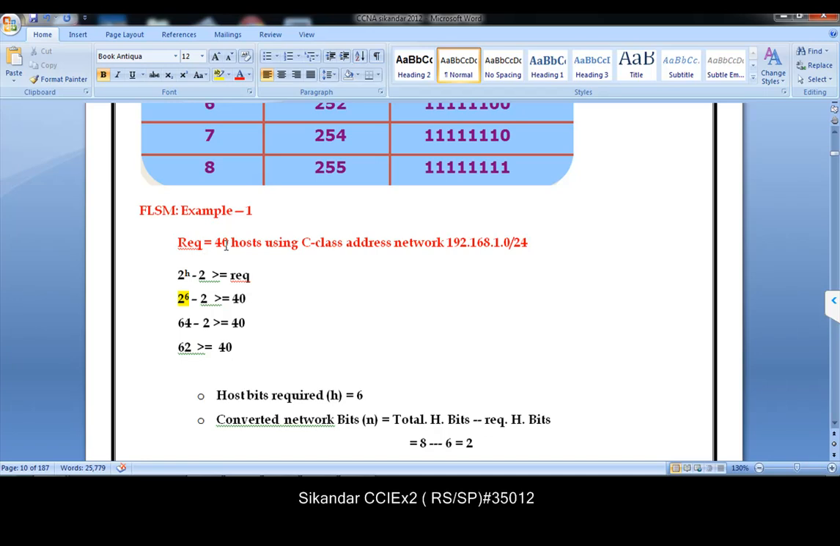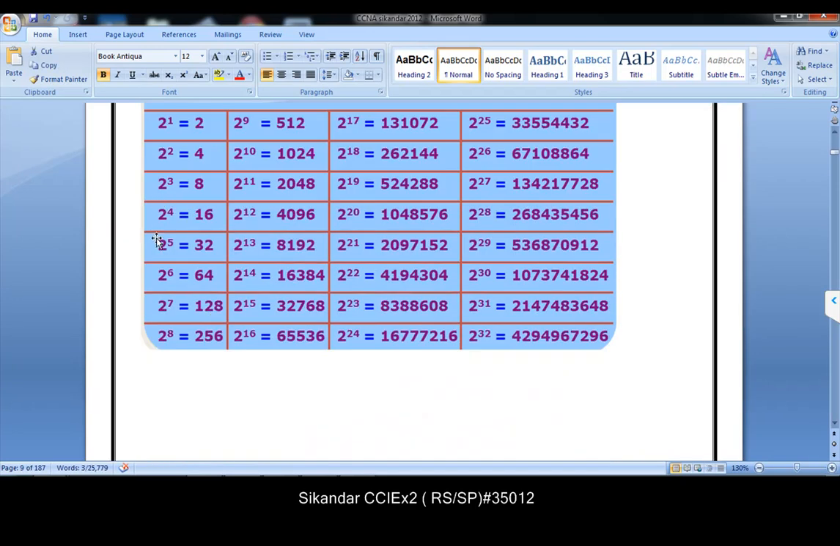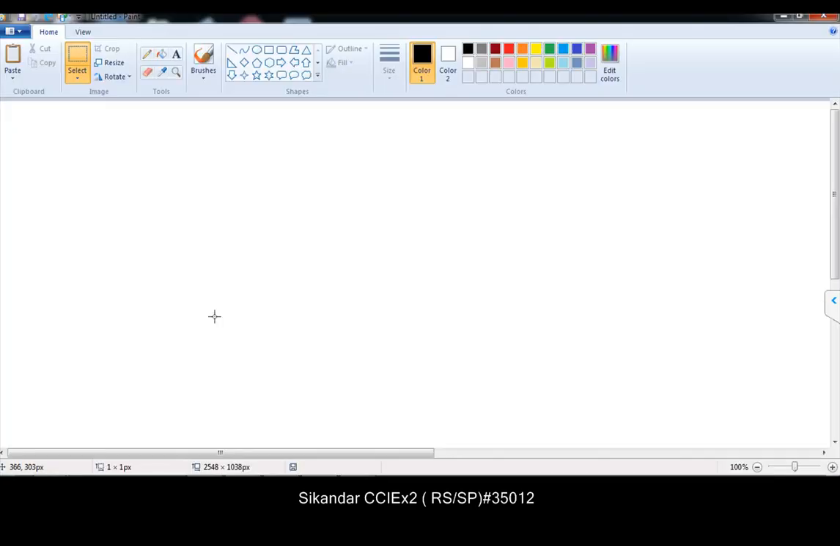Like we have seen in the last example, we took the requirement of 40 hosts with a C class network. So we are using the formula 2 to the power of h minus 2 greater than or equal to the requirement. Based on this formula, we take the 2 power value which satisfies nearest to 40, meaning 2 to the power of 5 is 32. Before we move on, we did one example. So I'll take one more example of C class before we continue with B class and A class further examples.